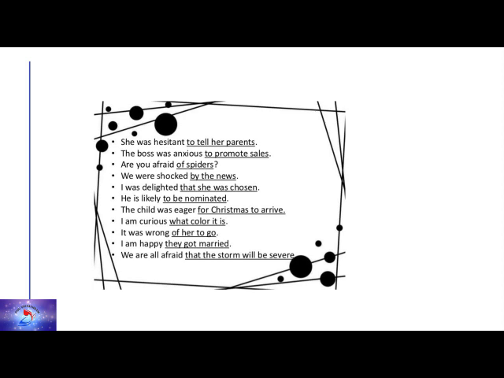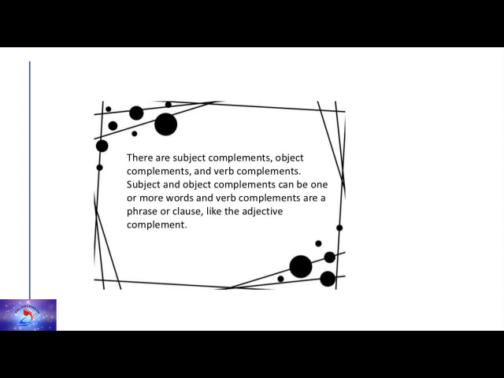She was hesitant to tell her parents. Here the adjective precedes the adjective complement. In all these sentences, you can see the adjective preceding the adjective complement. She was hesitant to tell her parents. The boss was anxious to promote sales. Are you afraid of spiders? I'm happy they got married. I'm curious what color it is. There are subject complements, object complements, and verb complements.